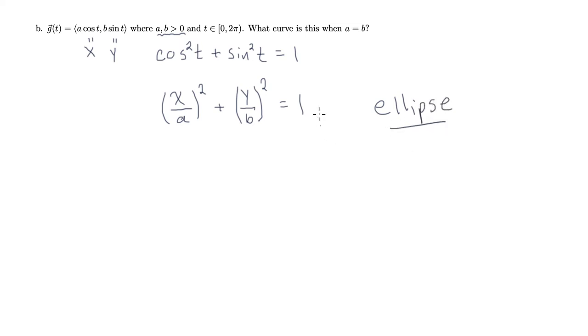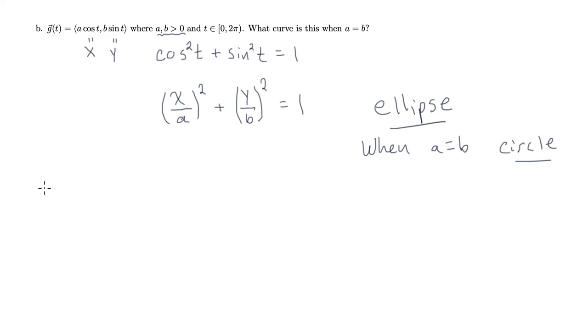Now, to answer our question, what is the curve when a equals b? When a equals b, this is, in fact, a circle. A and b give sort of the radii of the minor axis and the major axis of the ellipse. So you can think about an ellipse as like a circle, but it has two different radii.